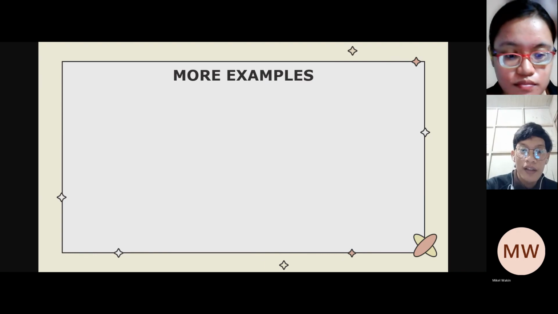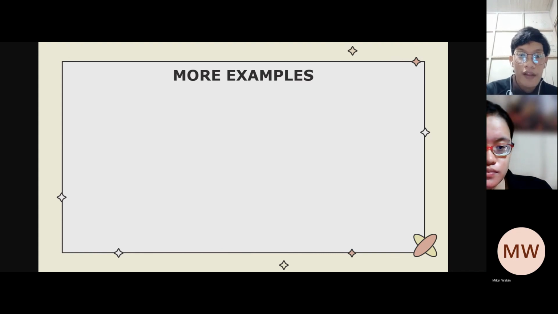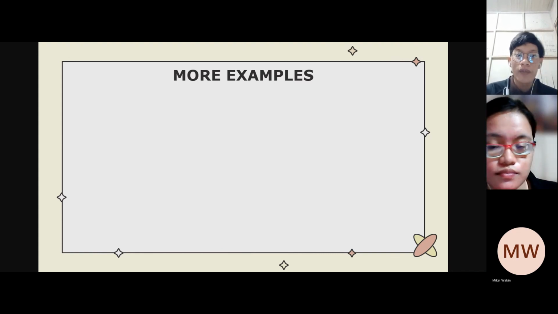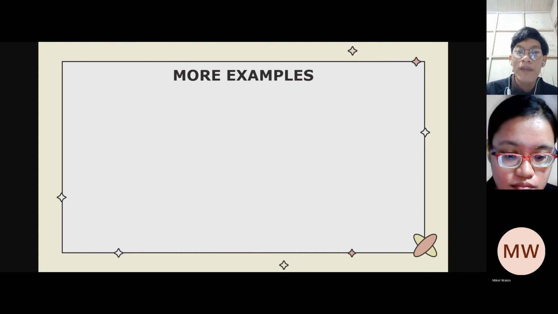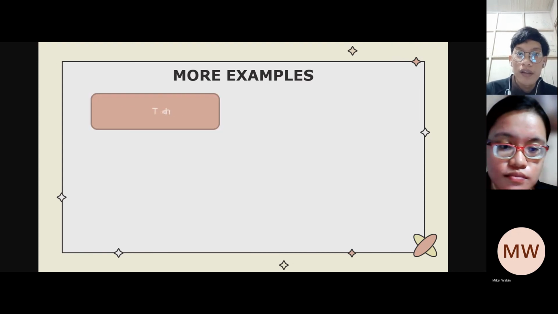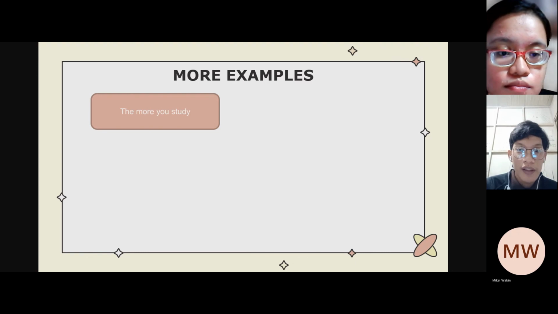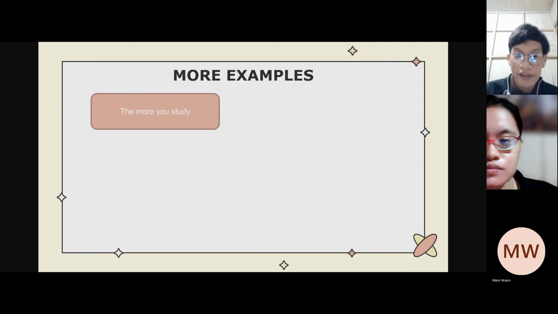This is our last exercise for today's lesson. Now, for better understanding of two comparatives together in a sentence, you will answer this set of examples that will be presented on the screen later. Here's the instruction. I will give you a dependent clause and you will complete the sentence by providing another clause. First, we have here: the more you study. Please click the raise hand button if you are ready to answer.